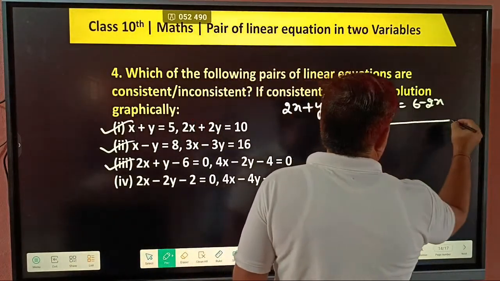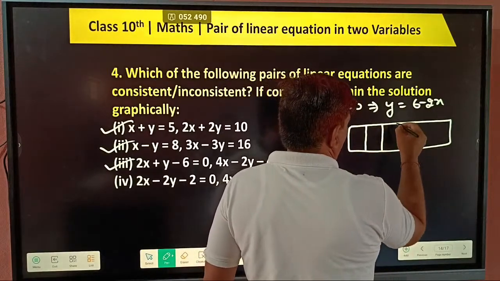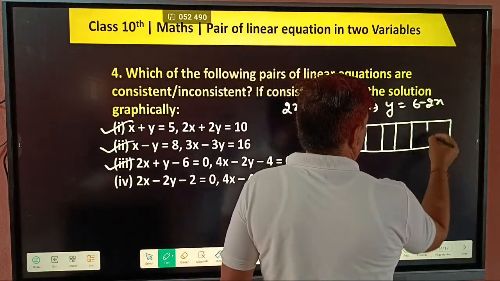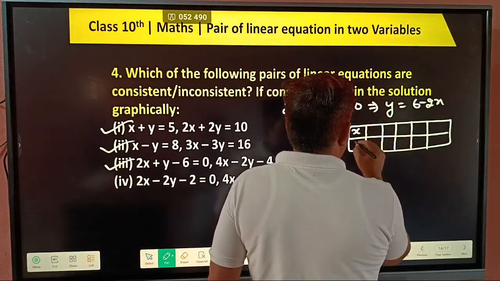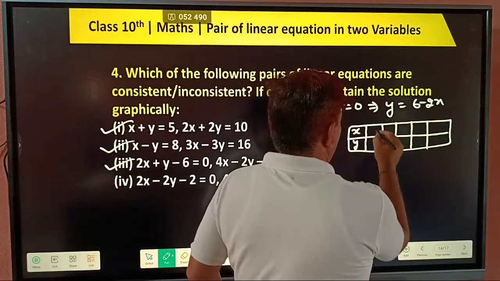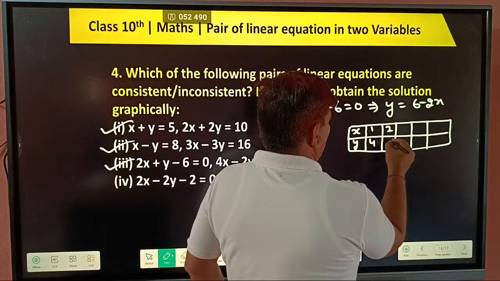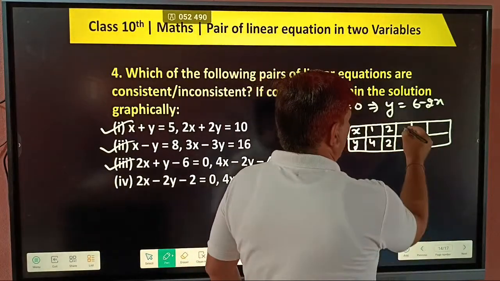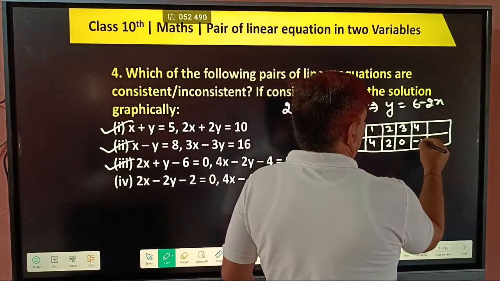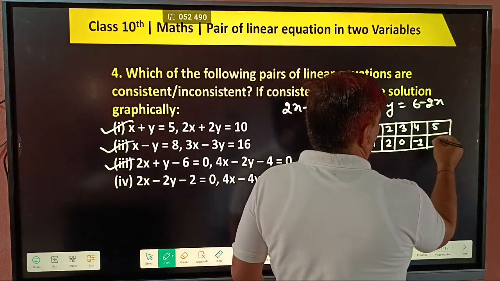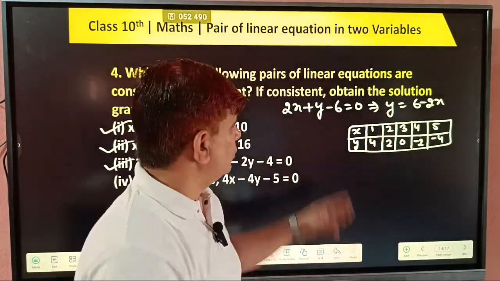So this is the graph of it. Graph, not table. You know which one is the independent variable, which one is the dependent variable. X, y. X equal to 1, y equal to 4. 2, 2. 3, 0. 4, minus 2. 5, minus 4. Got it? Table, how can? Put value.